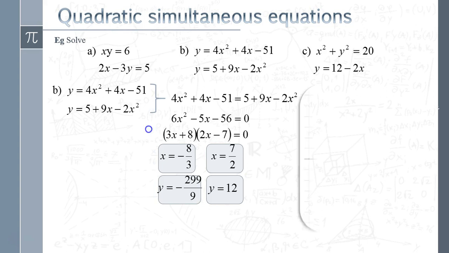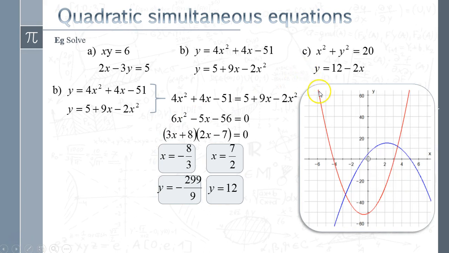If we have a look at these on the graph, there's our red curve, that's our positive quadratic, the 4x squared plus 4x minus 51, and the blue one, that's our negative quadratic. Again, you can see we've got 2 points of intersection, which is why we've got two sets of solutions, one set there, and there's our other set.